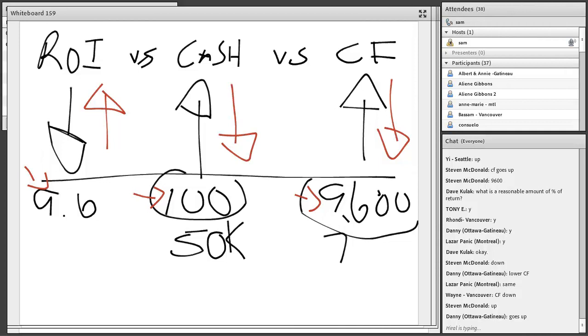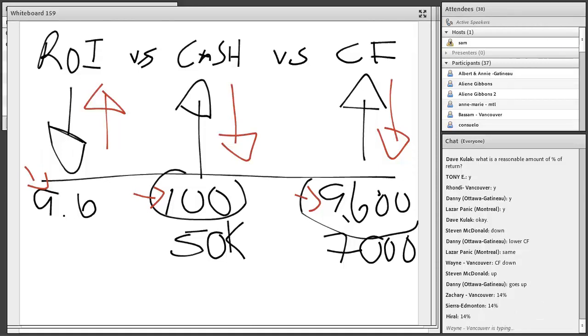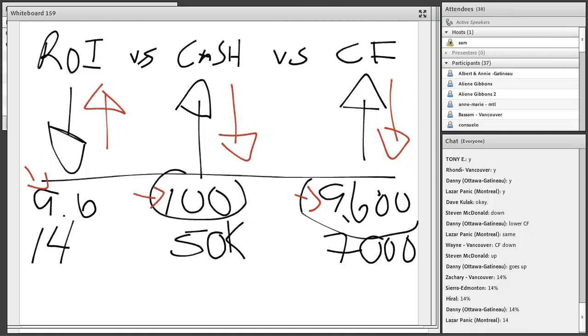So instead of me making 96 because I have a mortgage, I only make $7,000. Okay? What happens to my ROI? What's 7,000 for 50? Goes up to what? What is 7,000 against 50? 14%. Everybody got that? Good. 14%.